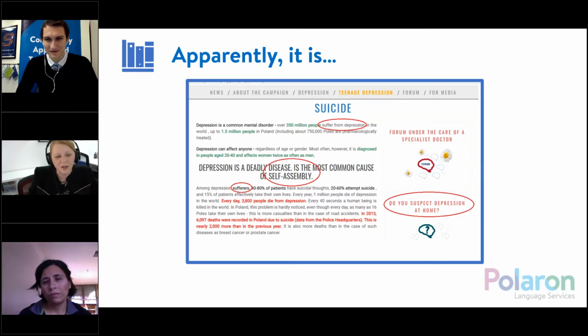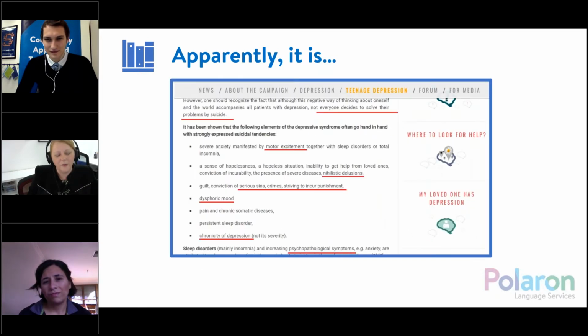Next slide, Andrea. So by providing information that is somewhat correct, we could actually be doing quite a bit of damage. I'm hoping that people can see that. And this is the next slide where it talks about motor excitement. I don't know, maybe that's like riding your bike around the block. I don't know what that is.